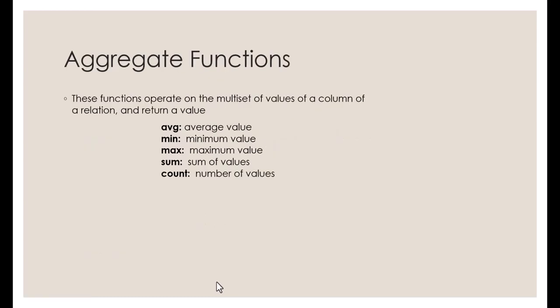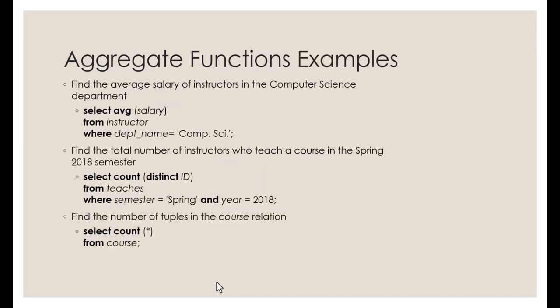We talked about aggregate functions in relational algebra, so it's going to be exactly the same, the 5 functions. You have your average function, the minimum function, maximum function, sum, and then count. Count is counting how many values.